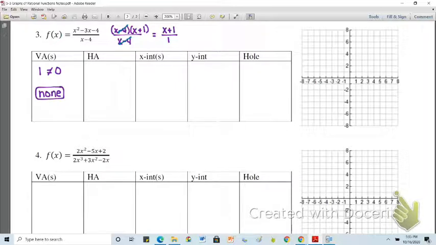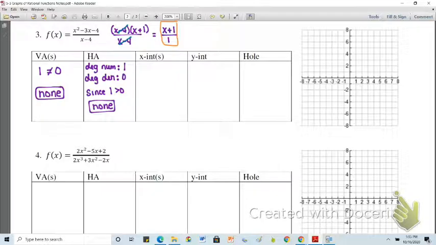Horizontal, we look at the degrees, and we are always coming back to this reduced function. That's where we're getting our information from, not the original. So my degree on top is 1. My degree on bottom is 0. Since 1 is greater than 0, I have no horizontal asymptote either.